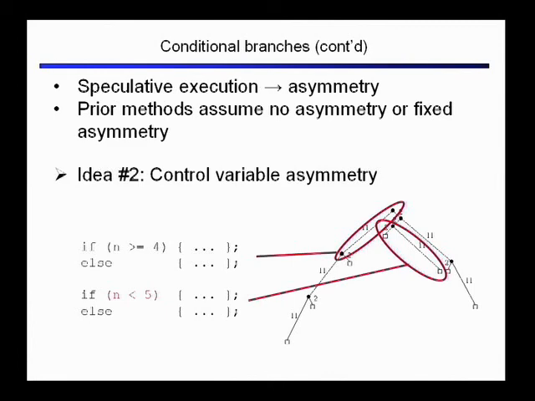Sometimes the asymmetry goes this way, and that might correspond to a greater than or equal to function. But if I rearrange my code and change the greater than or equal to a less than, then I'll have an equivalent set of instructions that will have a different asymmetry.